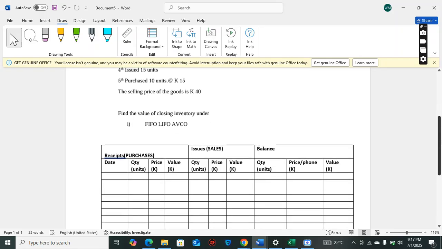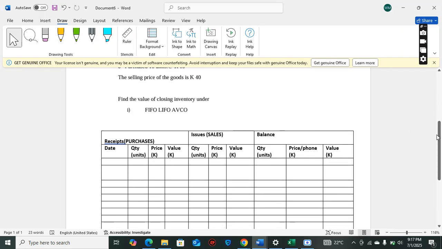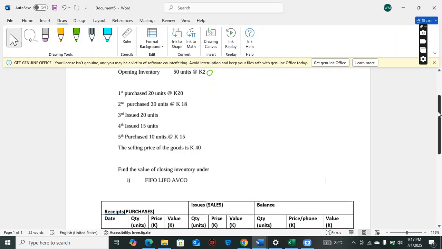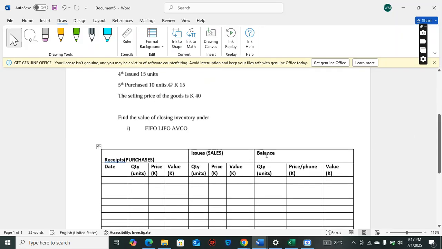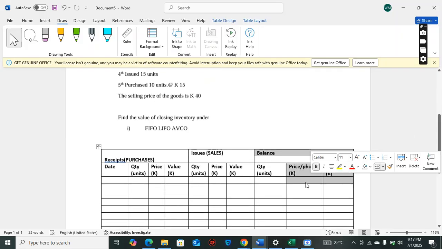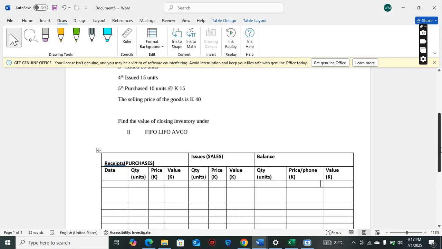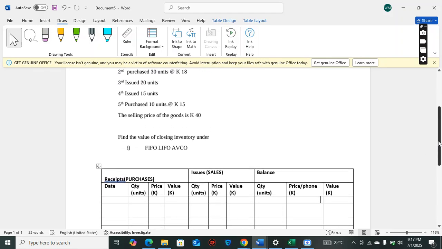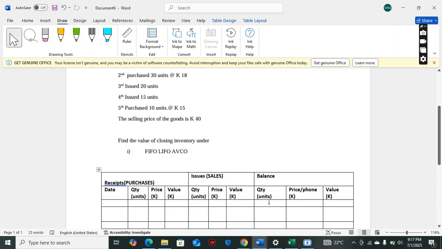So you come here. They haven't given us a date, so here you're just going to put it under the balance section. The quantity is 50 units, and each of these 50 units cost 20 kwacha. So the value of your opening inventory is 50 times 20, 1,000 kwacha.